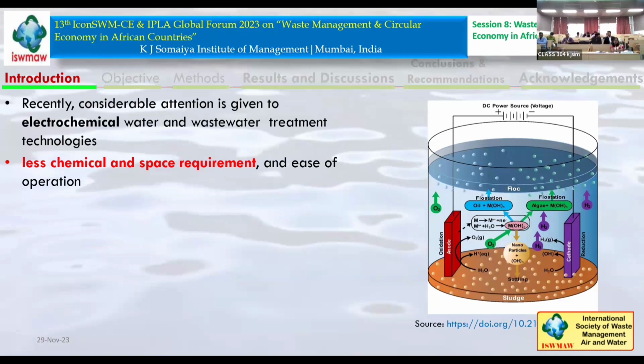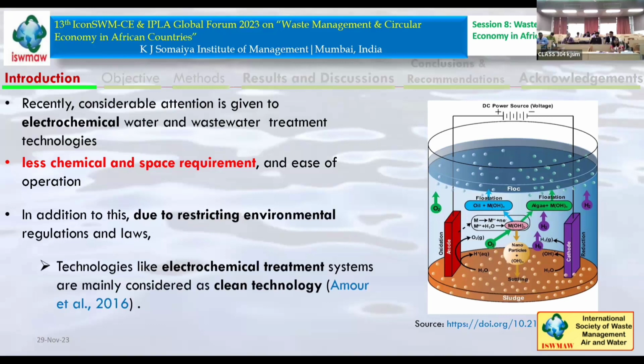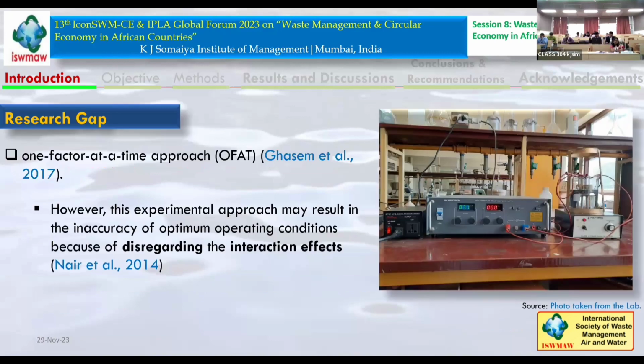Electrochemical treatment is also considered a clean technology. What were the research gaps that we identified while conducting this research? In most studies, scholars follow the one-factor-at-a-time approach, which means varying one factor at a time while the other factors are kept constant. If we follow this experimental approach, we may get inaccurate optimal operating conditions because we are disregarding the interaction effect between the operating parameters on the response.